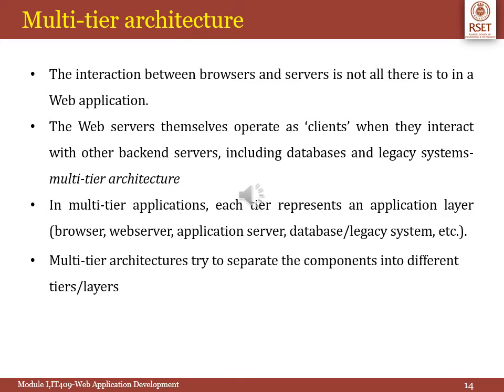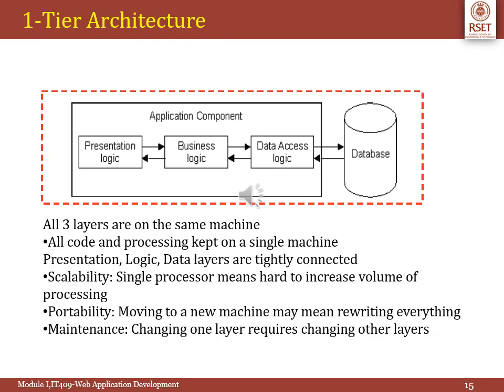In multi-tier applications, each tier represents an application layer. A multi-tier architecture tries to separate the components into different layers. There are basically three types of web application architecture: one tier, two tier, and three tier. In one-tier architecture, all the three layers are on the same machine. All code and processing are kept on a single machine. That is, the three tiers are the presentation tier, the data access tier, and the business logic tier.